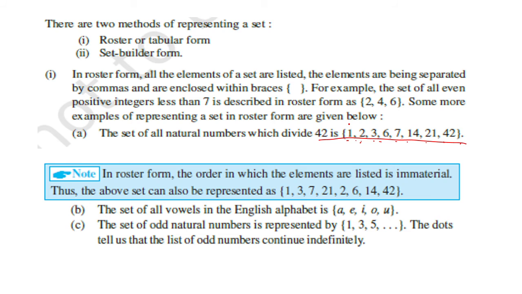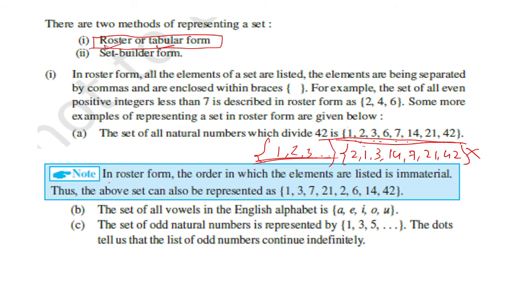Next, set builder form. Roster form and tabular form are similar names; you can say roster or tabular. In roster form, the order in which the elements are listed is immaterial. So if you have written this set like this: 2, 1, 3, 14, 7, 21, 42, then it is also fine, no problem.